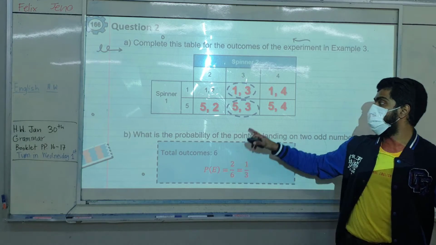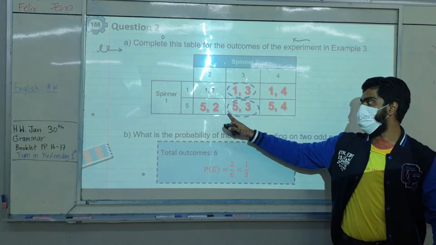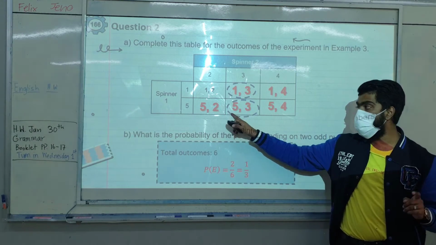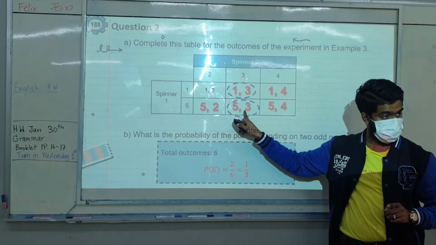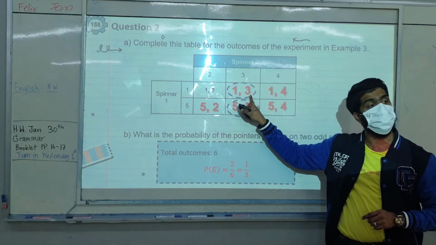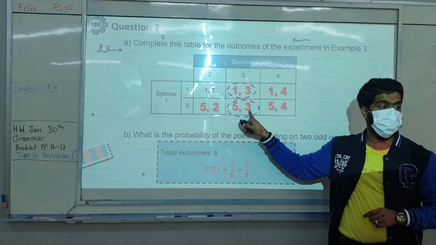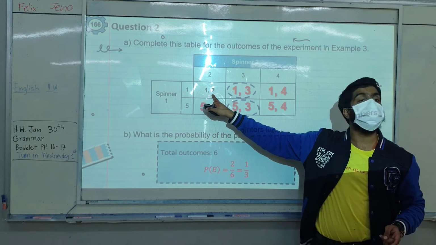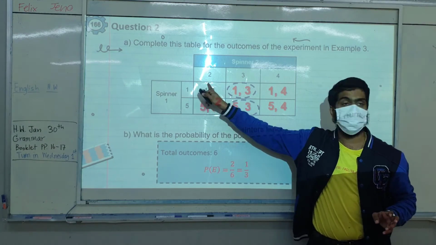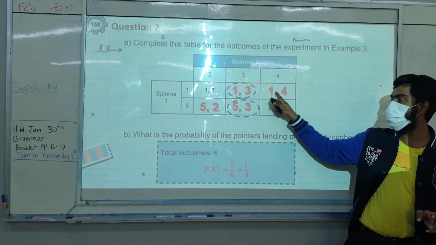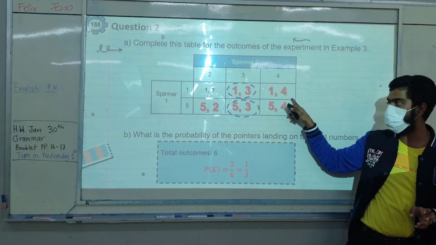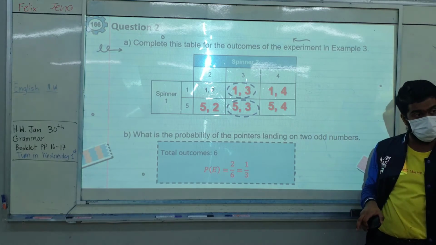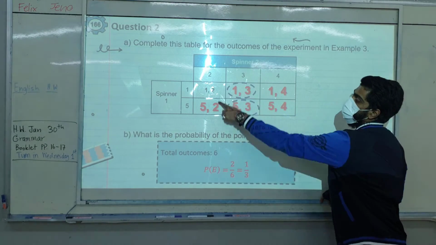Where does it come from? So there are totally 2 possible outcomes for leg key for both the numbers being odd numbers, right? The first one is 1 and 3. The second one is 5 and 3. Now in this one, 1 is an odd number, but 2 is an even number. So this cannot be it. In this one, 1 is an odd number, 4 is an even number. So this cannot be it. The question is asking 2 odd numbers. 2 odd numbers will be these 2.